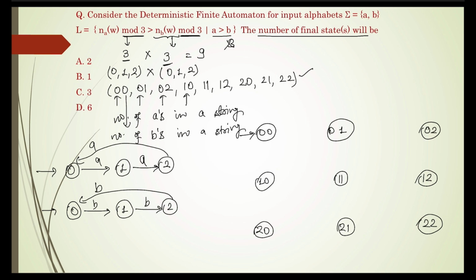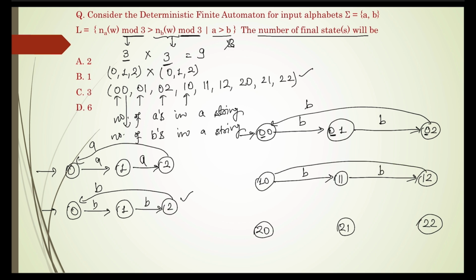Now to take the cross product of these two automata, one automaton you have to put horizontally and another one vertically. Since the first digit is representing the number of A, we will put this one horizontally, and this one vertically.